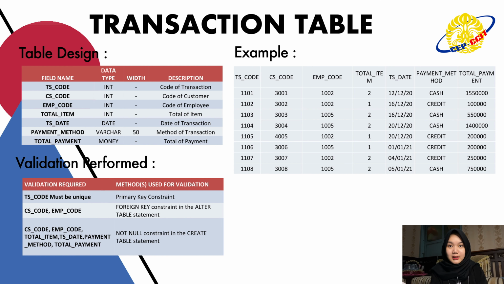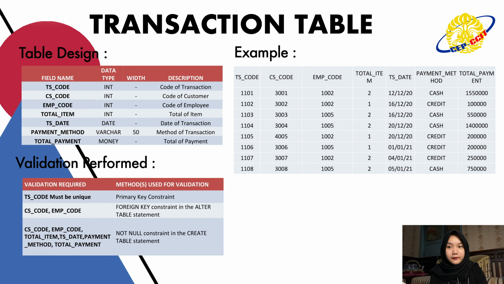About the transaction table, we have a table design, validation perform, and example. In table design, we have a TS code with int data type, a CS code with int data type, an EMP code with the int data type, a total item with an int data type, a TS date with a date data type, a payment method with a varchar data type, and a total payment with a money data type.